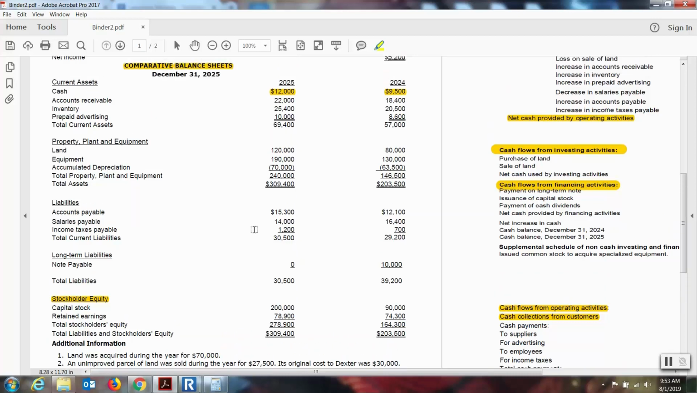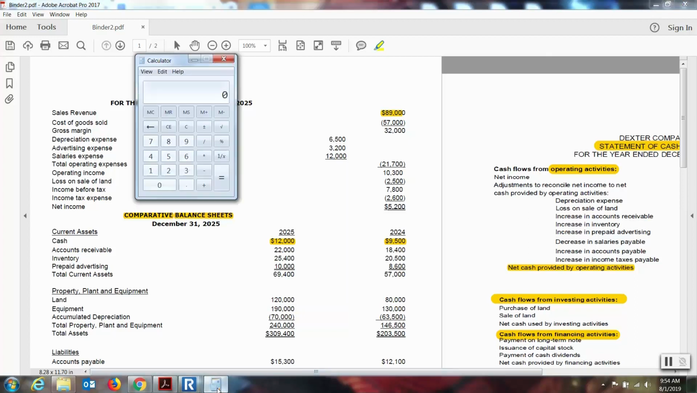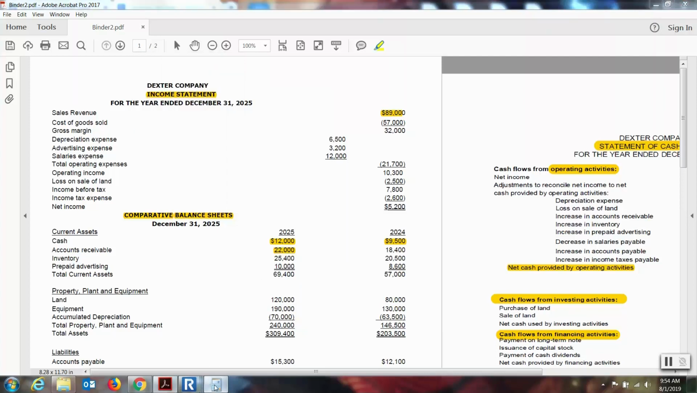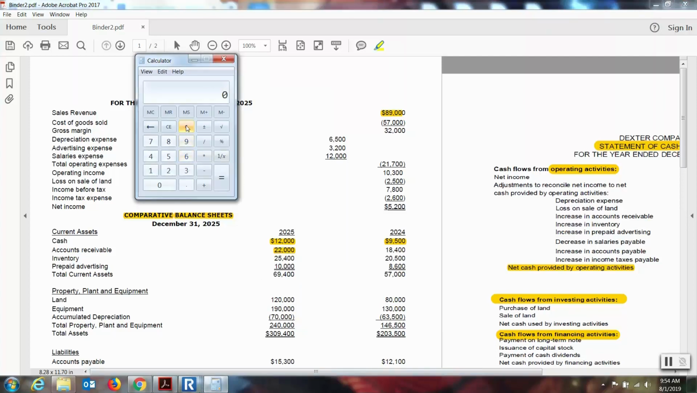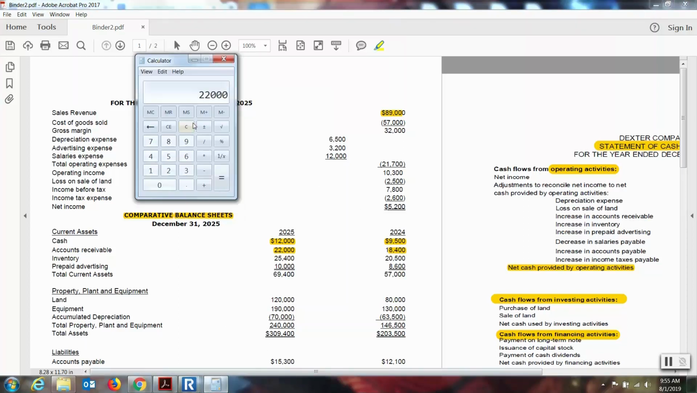So you go to the income statement, and you see sales were $89,000. We're going to assume for this problem that all the sales activities were credit sales and they all flowed through the accounts receivable. The current balance in accounts receivable is $22,000. The balance last year at the end of 2024 was $18,400. So that's a difference of $3,600. That's money we have not received.